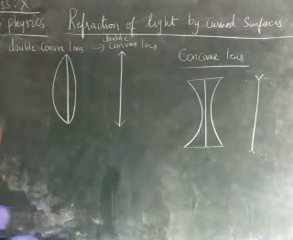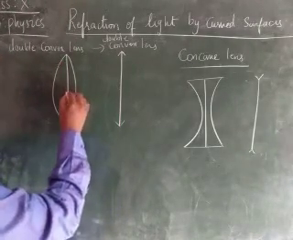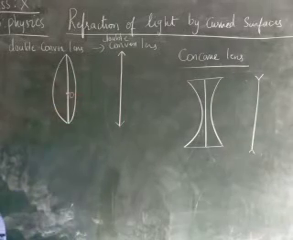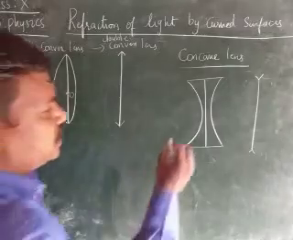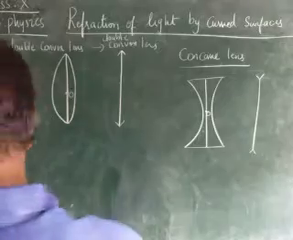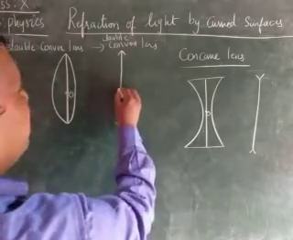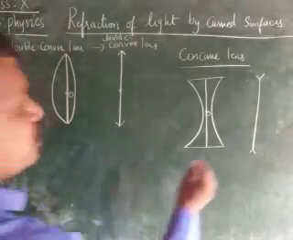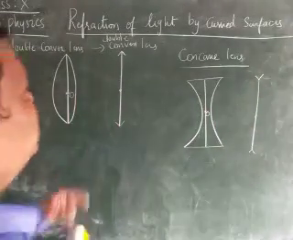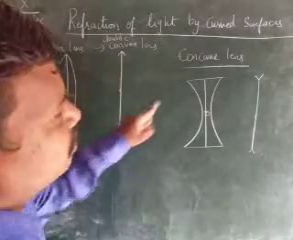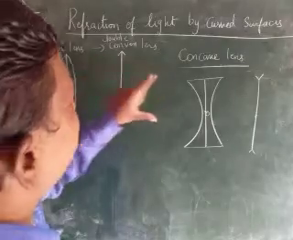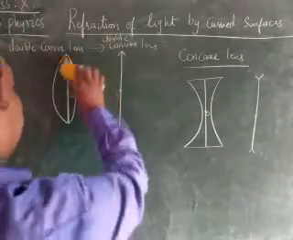In this, the center part of the lens is the optic center. Here is the optic center, children. In your textbook it is given like this. In the state syllabus, the convex lens is represented like this and the concave lens like this. Therefore from now onwards we represent the convex and concave lens as given in the textbook, children.